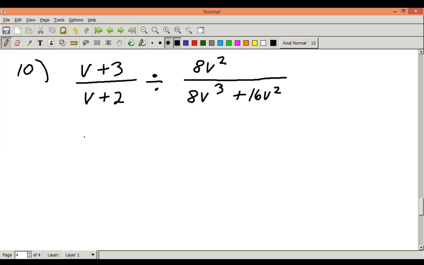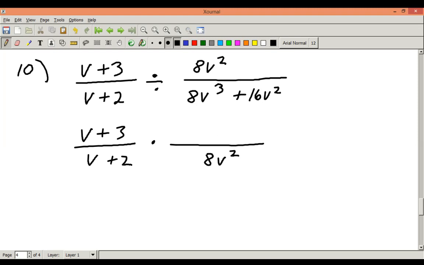Okay, again, just recopy the first fraction the way it is. No factoring needed. Change division to multiplication. Let's flip over that second fraction. So the 8v squared is now going to be on bottom. And I'm going to take a little shortcut here. I know that 8v cubed plus 16v squared is going to be on top. So I am going to put it up there, but we can maybe save a little bit of time if we go ahead and factor it as we move it.